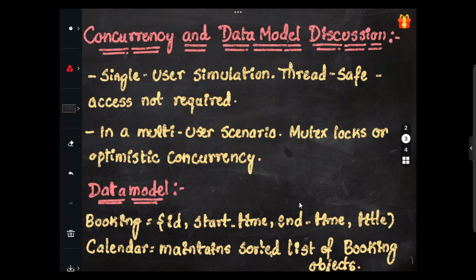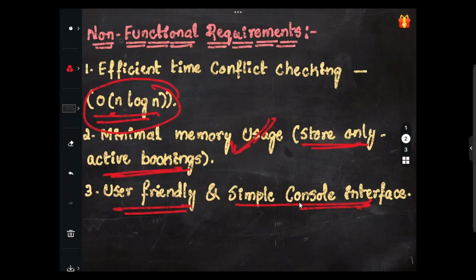Before getting into the concurrency and the data model, let's quickly discuss the algorithm choice. The approach that we will be going with here is interval checking with a binary search. So in simple terms, we will be going with binary search.